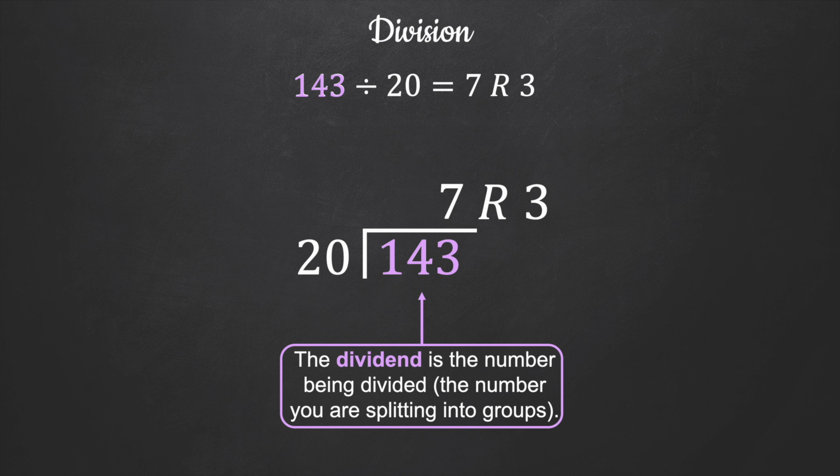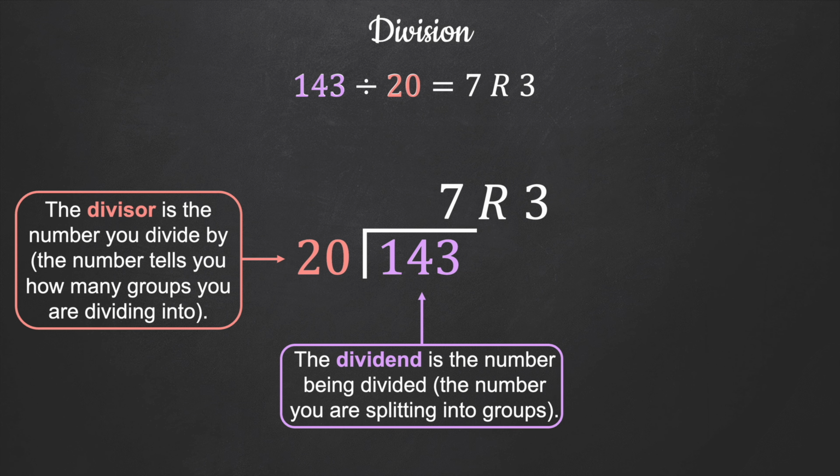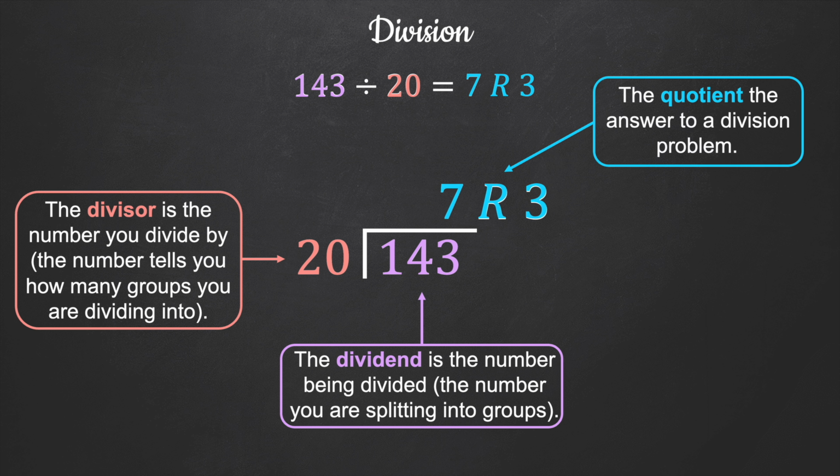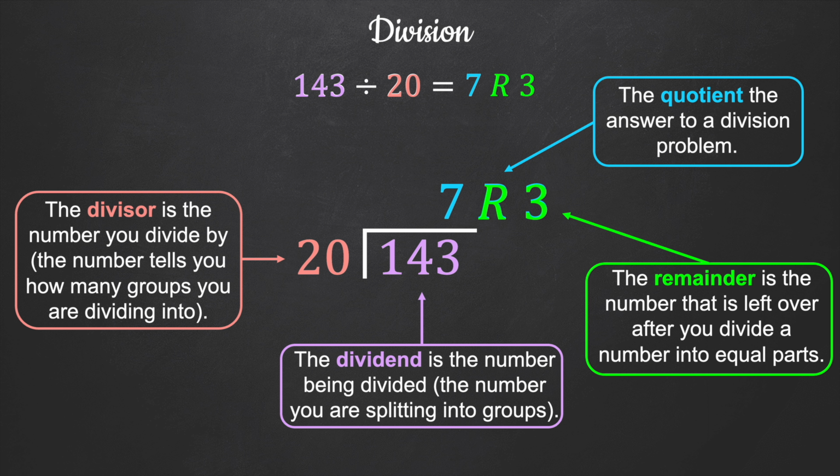143 is our dividend, which is the number being divided. 20 is our divisor, which is the number we divide by. 7 with the remainder of 3 is our quotient because that's the answer. And more specifically, remainder 3, that is our remainder, which is the number that is left over after you divide a number into equal parts. Now, 143 divided by 20 gave us 7 because if we take 143 and divide it into 20 groups, we get 7 in each group, but there is 3 left over, and that is what a remainder means.